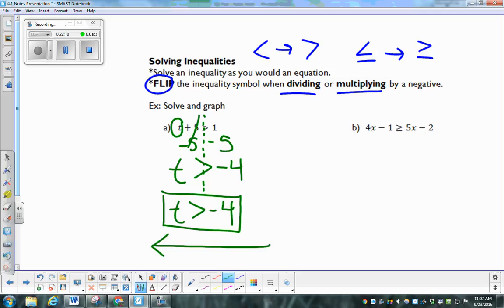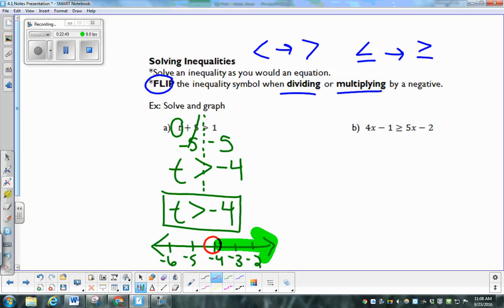I'm just going to graph this really quickly here. So I put negative 4 in the middle, put 2 numbers greater and 2 numbers smaller. We need an open circle on our negative 4 because it's not or equal to. And since t is everything greater than negative 4, we need to shade everything in the greater than direction, including the arrow. That's it. All right, let's try a slightly more difficult example here.